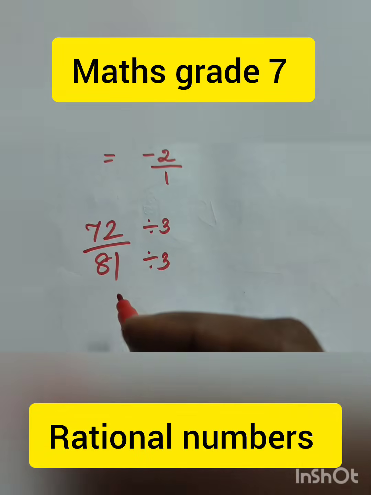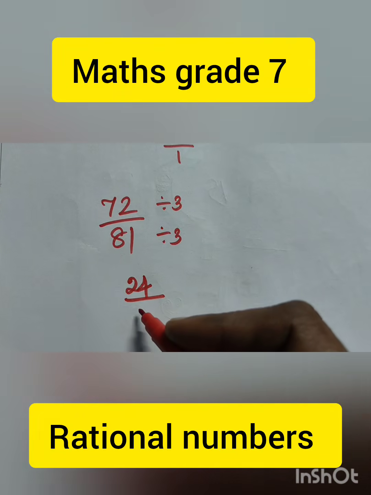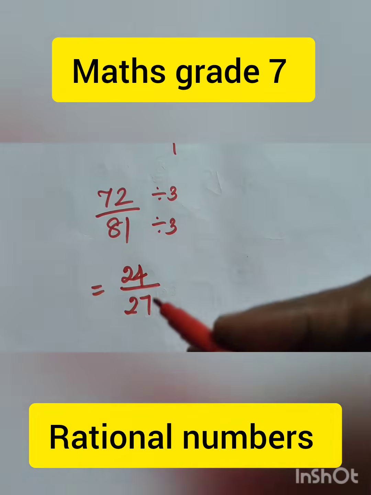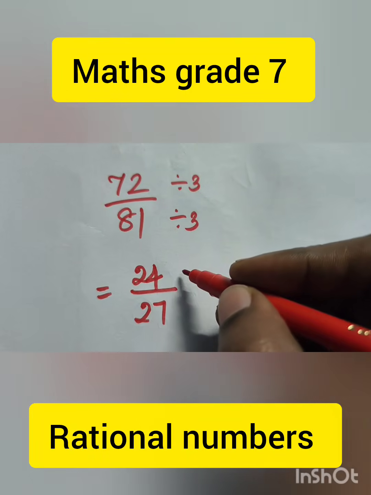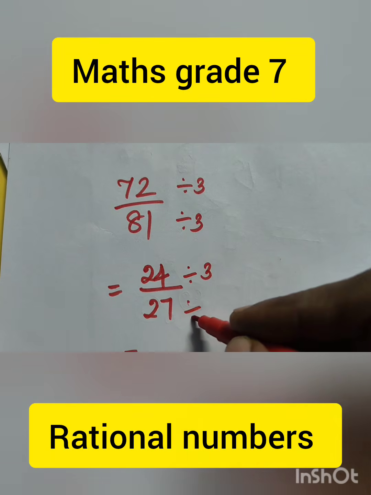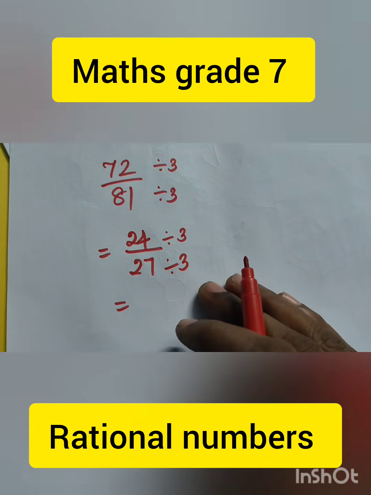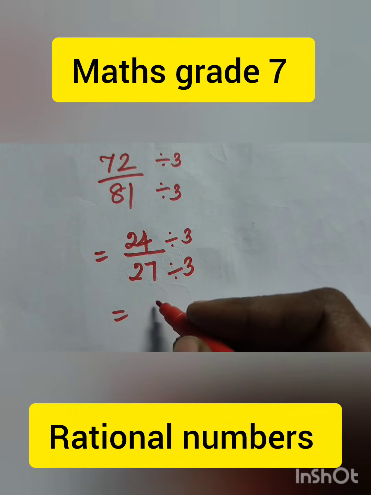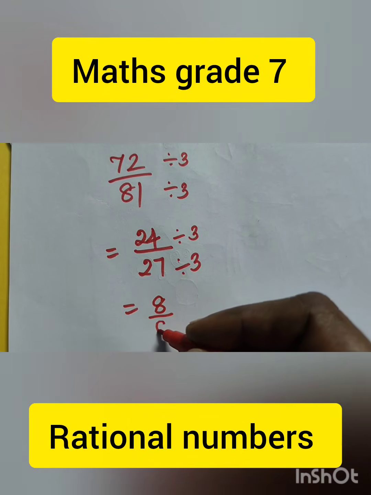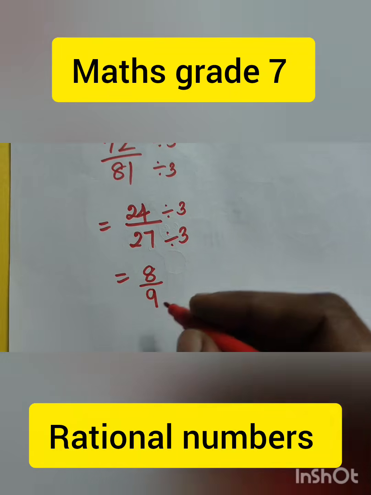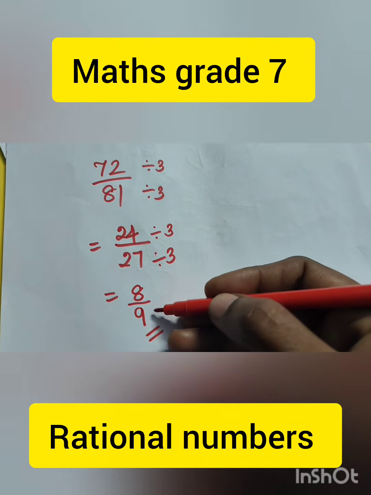When 72 is divided by 3, we'll get 24. And when 81 is divided by 3, we'll get 27. Now you can see that 24 and 27 again can be divided in the 3 table. So divide by 3. You have to repeat this simplification until the numbers are co-prime. So 24 divided by 3 is 8 and 27 divided by 3 is 9. So 8 by 9 is in standard form because they do not have any common factor other than 1.